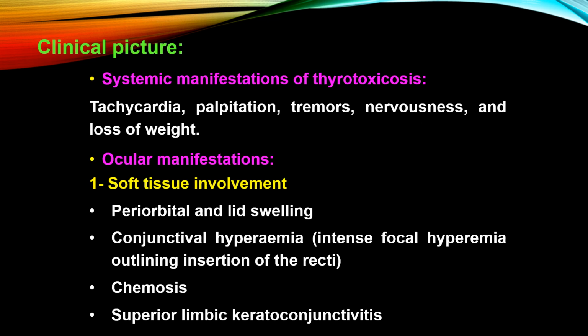Clinical picture: there may be systemic manifestations related to thyrotoxicosis, such as tachycardia, palpitation, and tremors. Ocular manifestations are divided into, first of all, soft tissue involvement, which includes periorbital and lid swelling, conjunctival hyperemia, which is characteristically intense and outlining the insertions of the recti muscles, chemosis, and superior limbic keratoconjunctivitis.